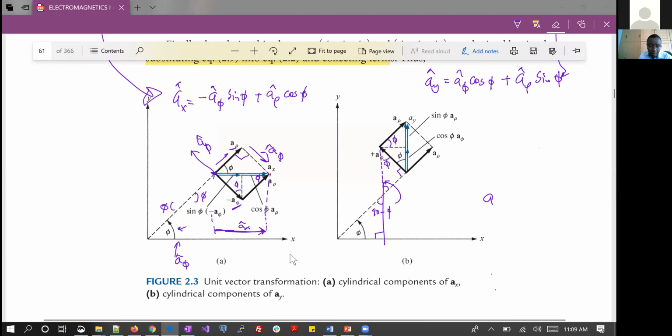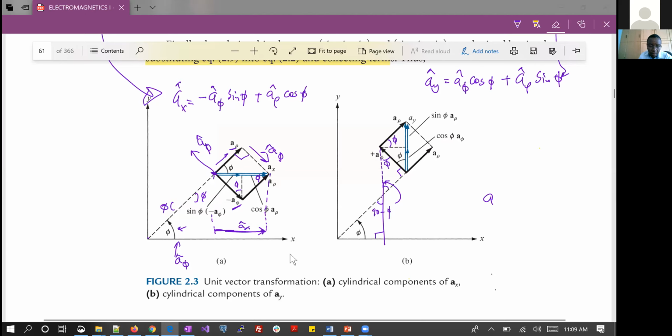Sine of phi is going to be opposite, which is Y prime, divided by the hypotenuse, which is A rho. This is my hypotenuse, A rho, and this is my angle phi. Therefore, if you do that, you can of course take this to this side. You are going to find that Y prime is going to be sine phi A rho.